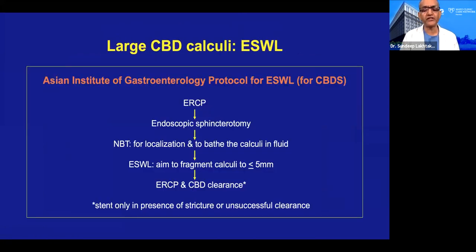So what we do first is, at the first sitting of ERCP, when the patient comes, stone removal is attempted by whatever method is possible, by EP-LBD or other methods. If those fail or the operator feels that they're unlikely to come out, then we do a sphincterotomy and place a nasobiliary tube. The purpose of the nasobiliary tube is that once it is bathed with saline and contrast at the time of lithotripsy, ESWL fragmentation is better. And then once the fragments are less than 5 millimeters or so, ERCP is done to clear off the stones.